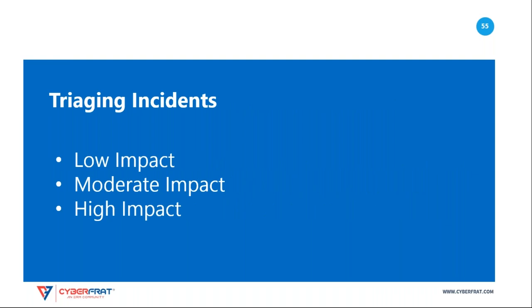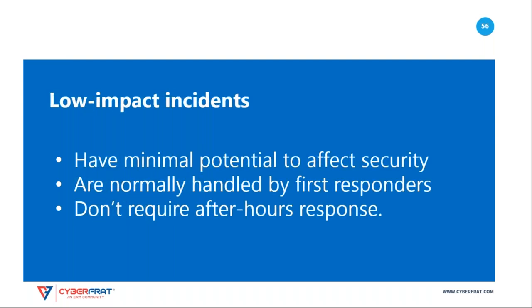After containing an incident, the responder should begin triage, a process that identifies the potential impact of the incident. The process for rating incident severity should be found in the organization's incident response procedure. One common scheme uses a three-tiered scale of low impact, moderate impact, and high impact incidents. Let's go one by one. First, low impact incidents have minimal or no potential to affect the confidentiality, integrity, and availability of the information or systems belonging to the organization.